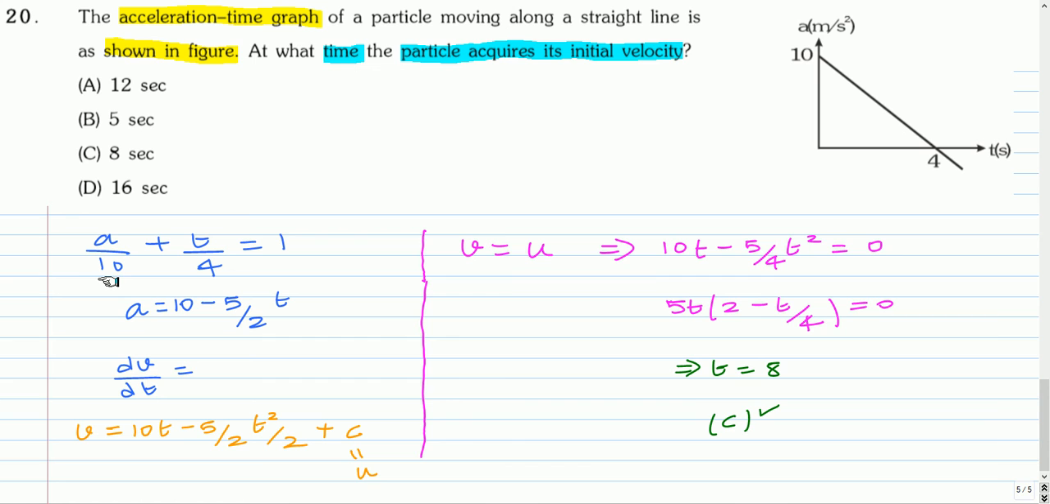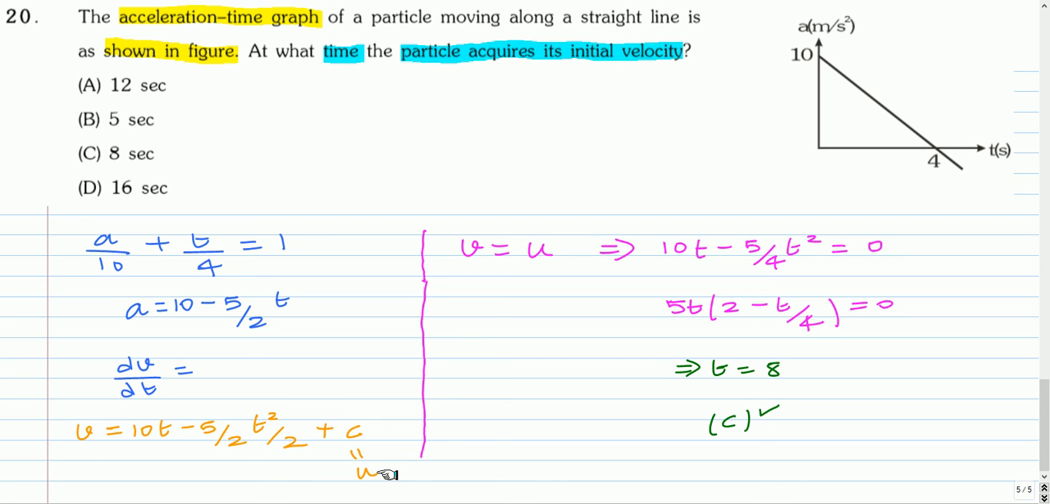The intercept on the a-axis is 10. The intercept on the time axis is 4. So from this we get a as 10 minus 5 by 2 into t. Acceleration a is the rate of change of velocity, dv by dt. So from this we can get the velocity by integrating both sides. We get v as 10t minus (5 by 2) t squared by 2 plus an integration constant. At time t equals 0, the velocity is u, so we get the integration constant c as u.